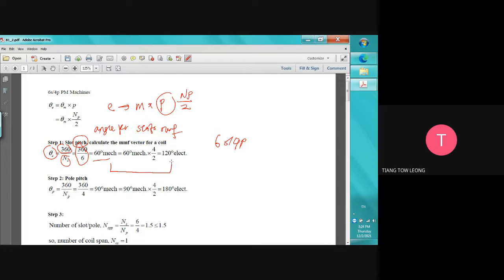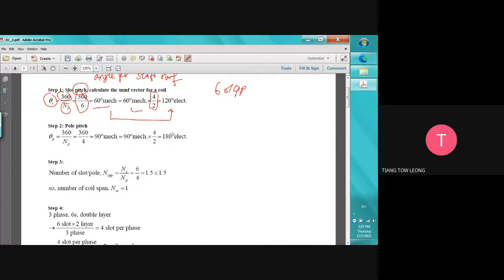And then we need to change to electrical degree. How to do that is we times pole pair. So how many pole we have? 4 pole divided by 2. Then times it, we have 120 electrical degree. Then pole pitch is actually angle per magnet pole, per rotor pole. So 360 divided by NP as well. Number of pole is 4, which is 90 mechanical degree. And then we want to convert to electrical degree with times pole pair.